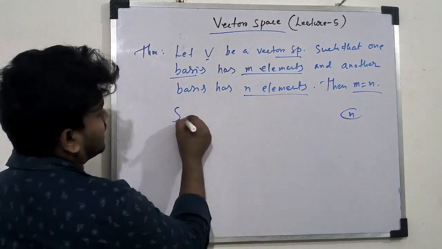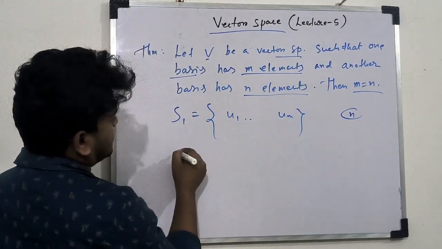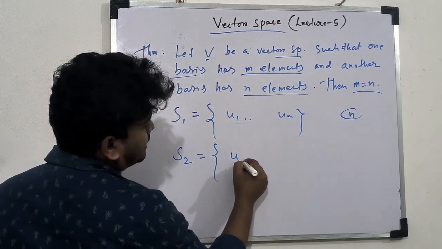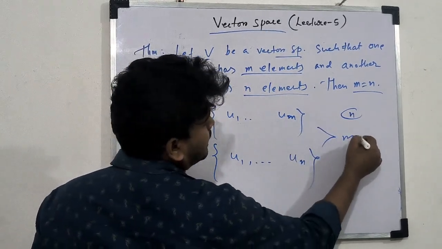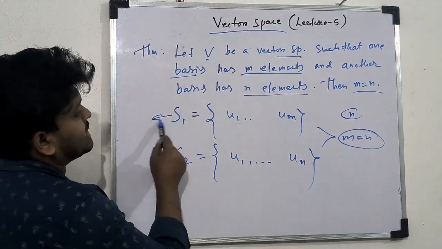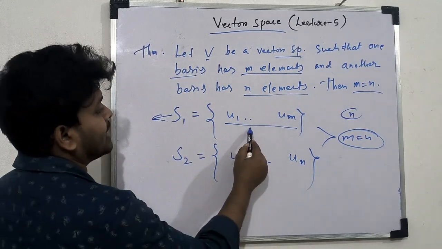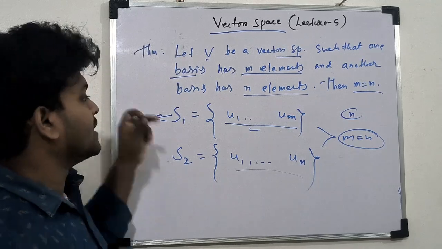So if we find a basis S1 which contains m elements, and a second basis which contains n elements, then we conclude that m equals n. This is a basis, meaning its elements span the vector space V and are linearly independent, and the same holds for the other basis also. So this is a very important theorem.